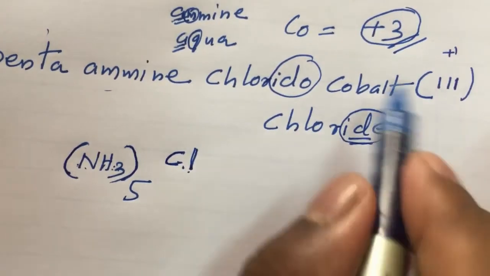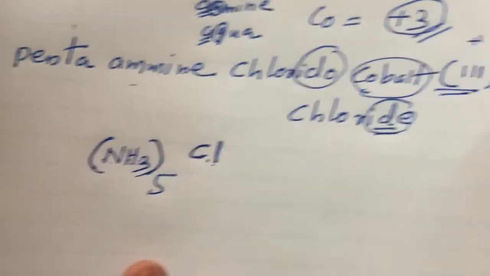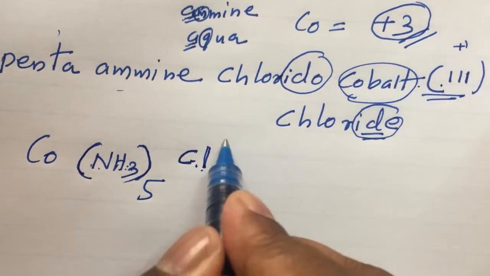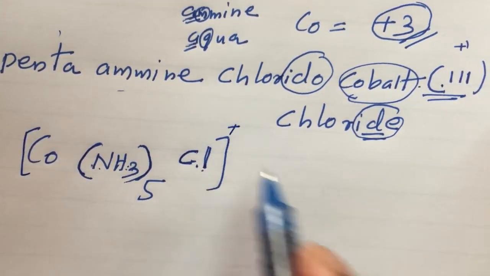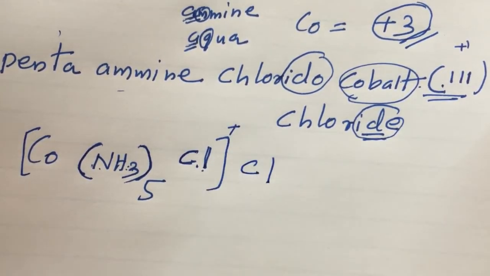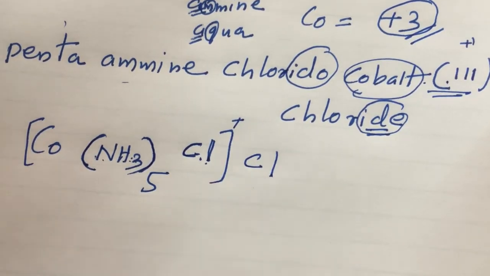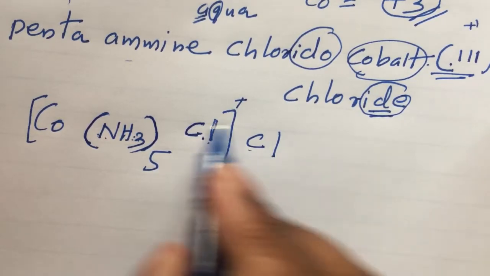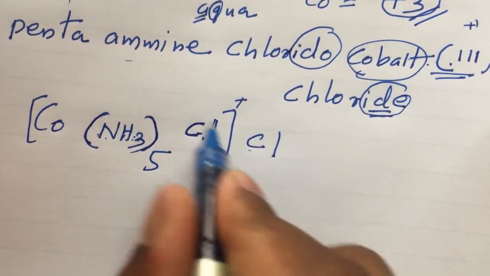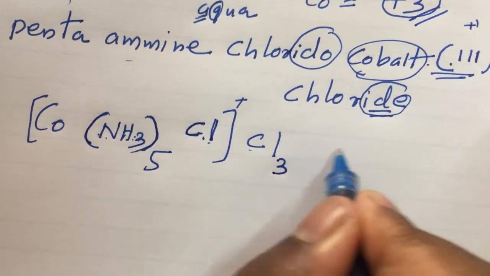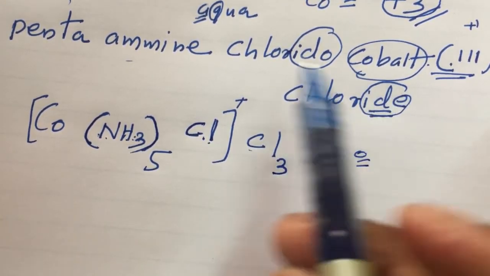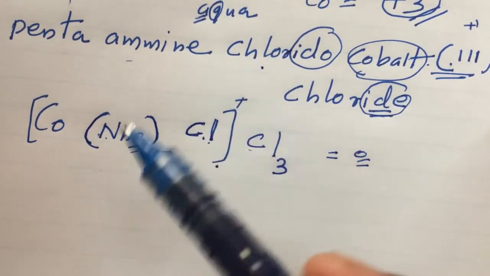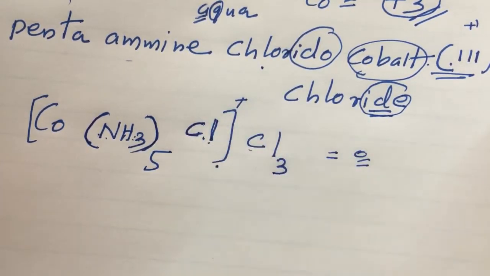Then cobalt 3, so cobalt is the metal. Then no ATE, so this is the positive part. Then IDE, Cl will come here. Okay, IDE. Then how many charges will come? You put 3 here, then the total charge becomes equal to 0. And how to write the formula from the name, I will teach you after 3 or 4 examples. Okay.